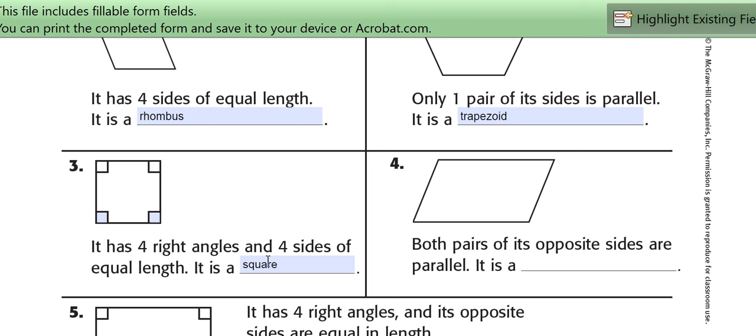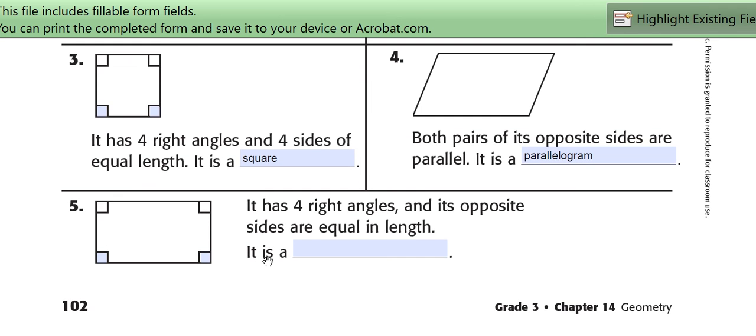And then both pairs of its opposite sides are parallel. Okay, wait a minute. Somebody said a rectangle. Are the angles right angles? No. It's a parallelogram. Parallelogram. And then number 5. Oh, number 5 is a rectangle.